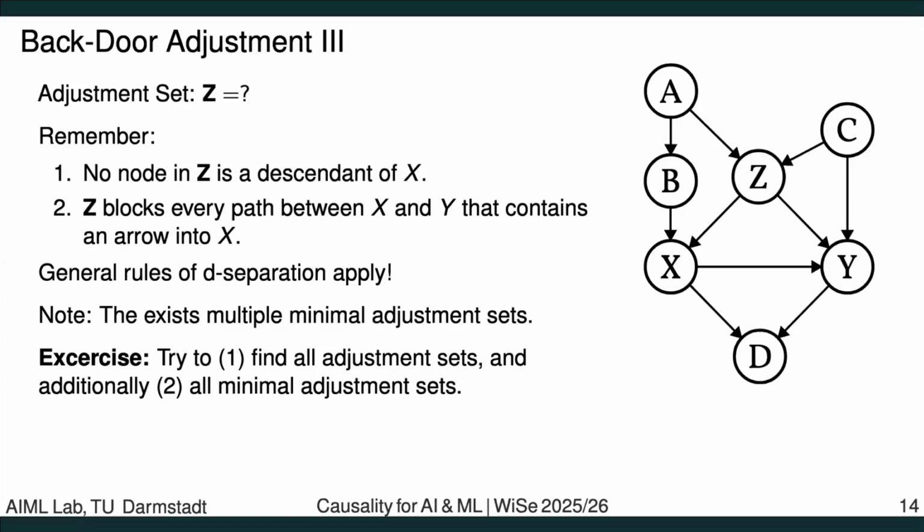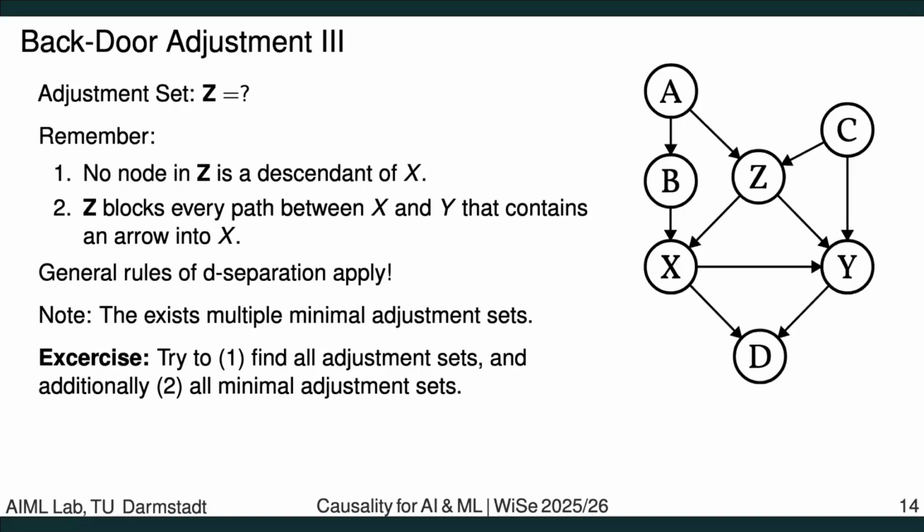So I don't know, maybe I will leave it as an exercise. Maybe someone has an idea what would be a good adjustment set. Maybe that's C. Z is the descendants. A, B, Z and C, so everything except for D. So all of the above. Yeah, this would actually be a valid adjustment set.